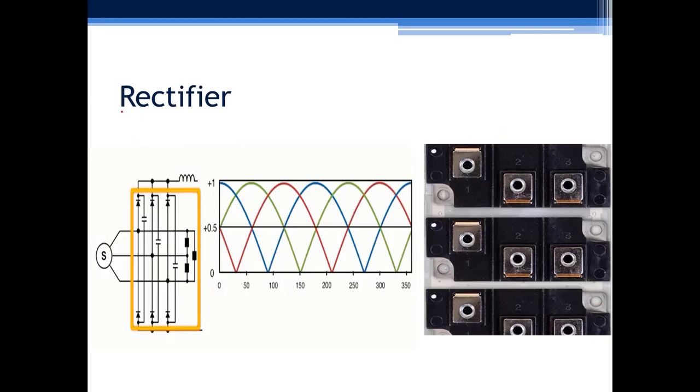Next part is rectifier. The rectifier will be converting AC supply into a DC supply. Here you can see that alternating voltages are converted into this. This is a pulsating DC output. It will be done using power diodes. You have to select power diodes of required capacity as per your requirements.